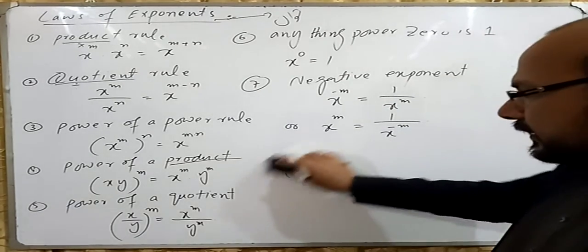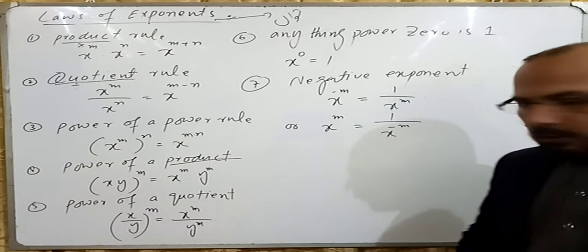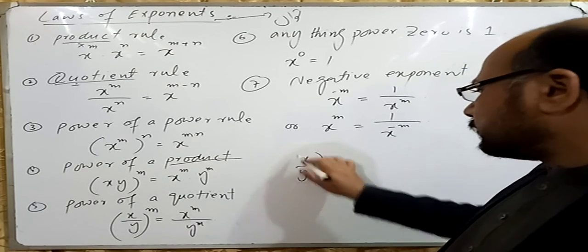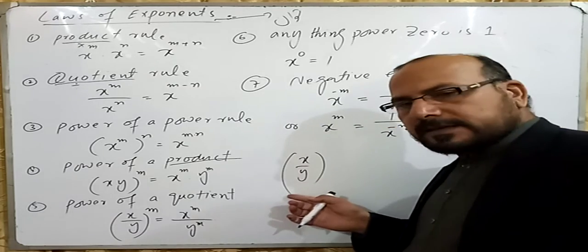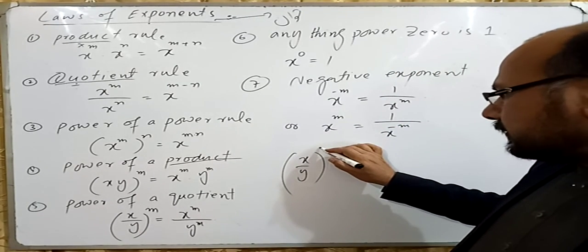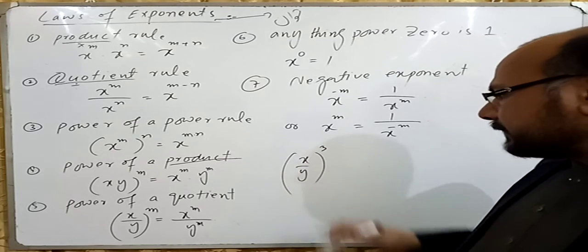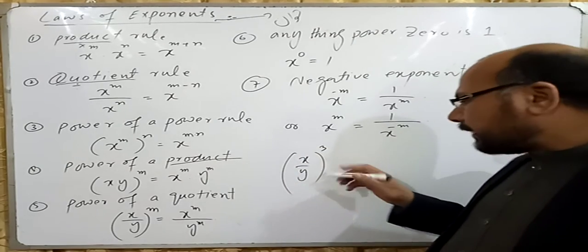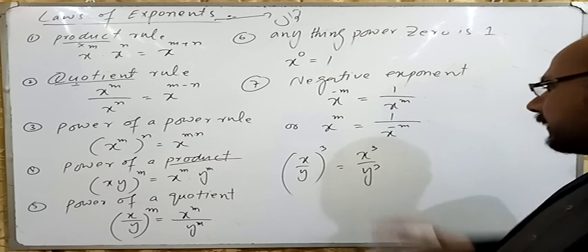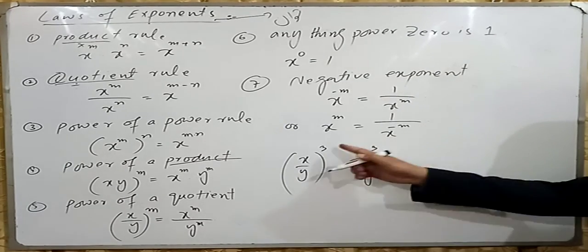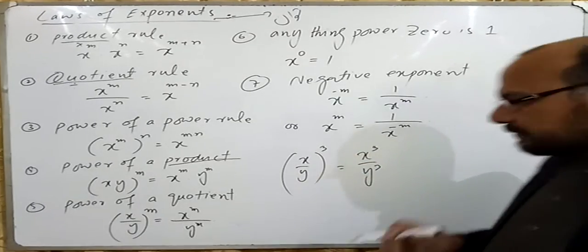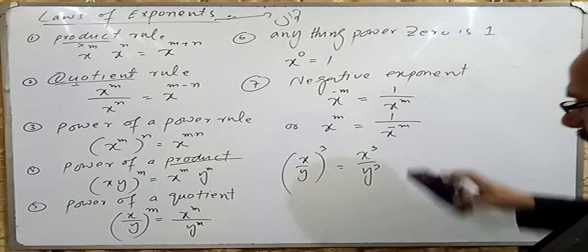If we have power of quotient, if we have the same power of a quotient, suppose x over y whole power 3, so it's equal to x power 3 divided by y power 3. Y power 3. This will be the power of surat as well as the power of makhraj. This is called power of the quotient rule.